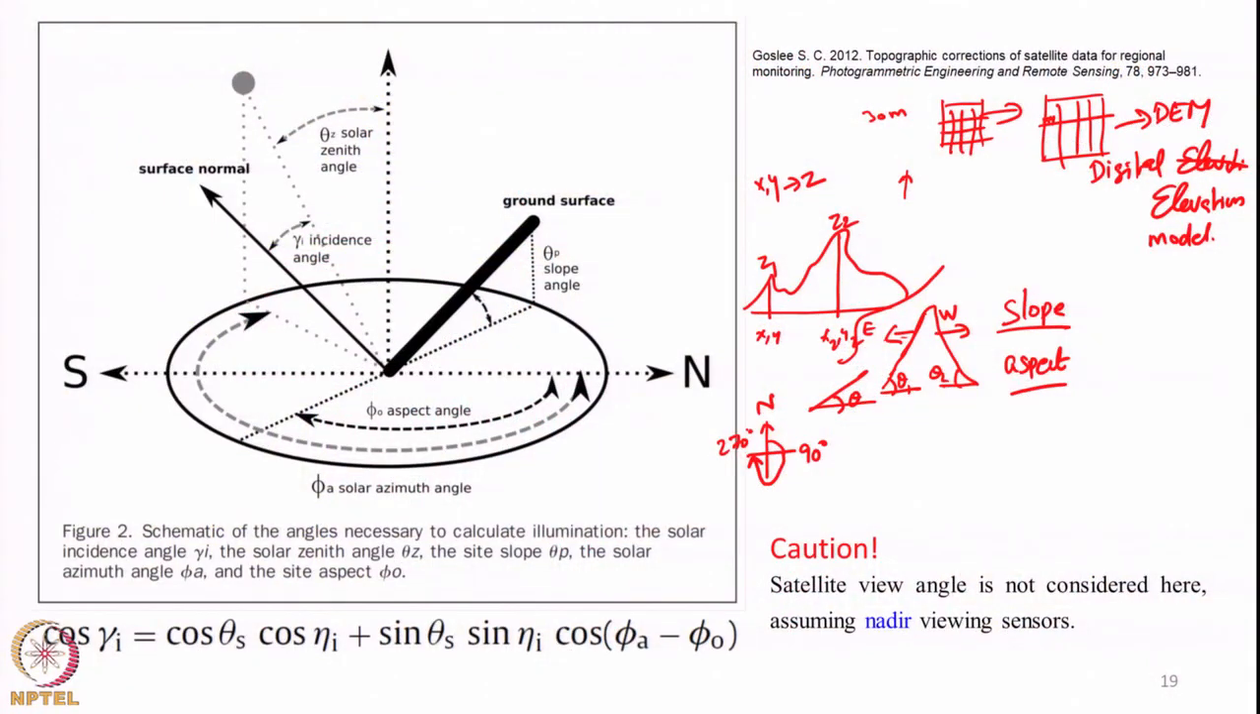Say a hill is looking like this, and let us assume north is in front of me, oriented like this. So if the hill is like this, this face is facing the eastern direction. So the aspect is 90 degrees clockwise from north. So aspect is 90 degrees. If for this particular face, from north, I go almost like a full circle, stop here.